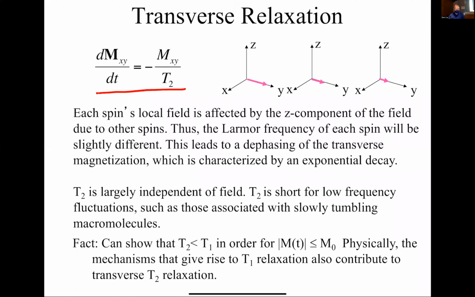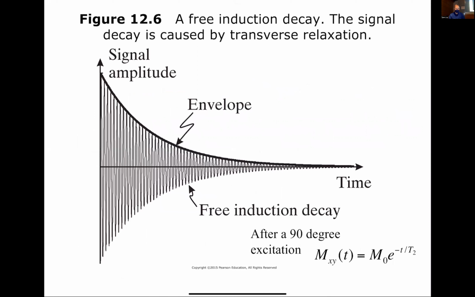Also a useful fact is that T2 is always less than T1. It just turns out that whatever gives rise to T1 also contributes to T2, and therefore things will decay faster in the transverse plane, much faster typically than they recover in the longitudinal plane. So the solution is fairly simple. For example, after a 90-degree excitation, the beginning value of Mxy at 0 is just the equilibrium magnetization, because we've tipped all the M sub 0 into the transverse plane. Okay. So then the solution is just Mxy of t equals M naught e to the minus t over T2. So that's a very simple solution.